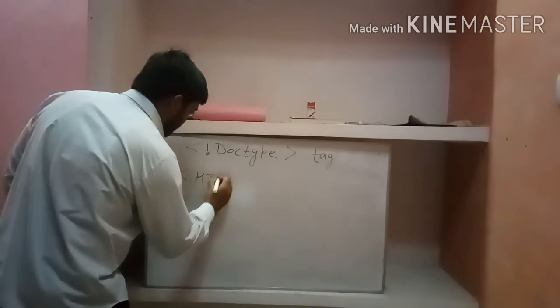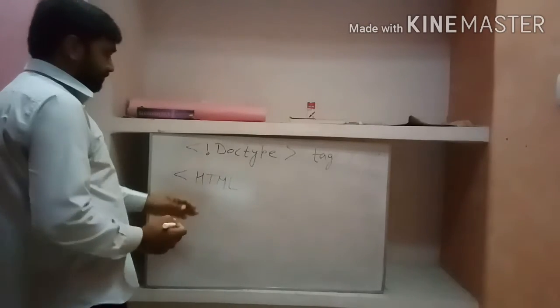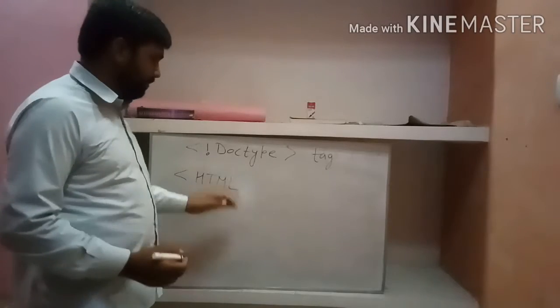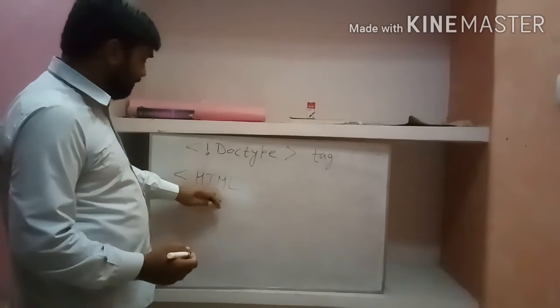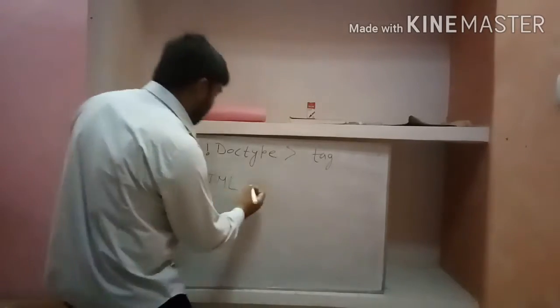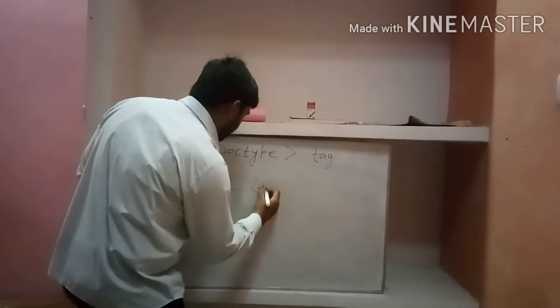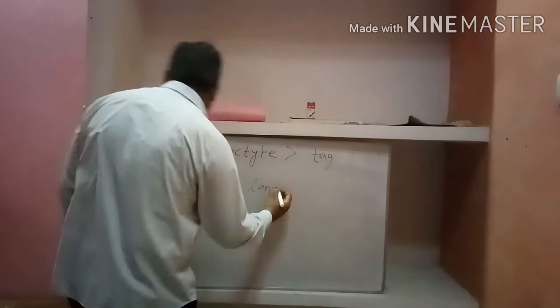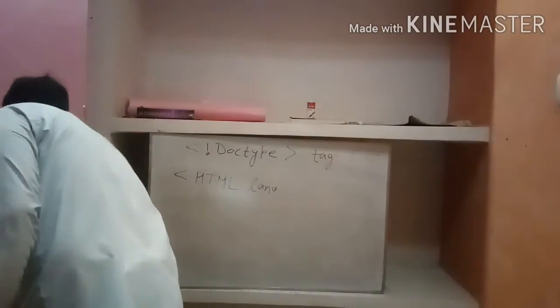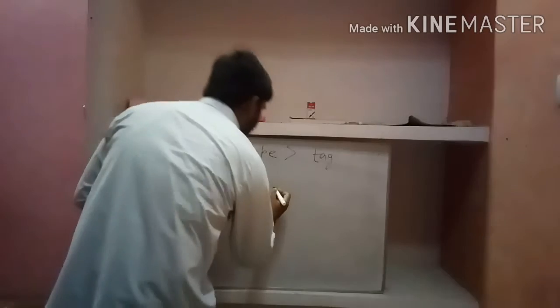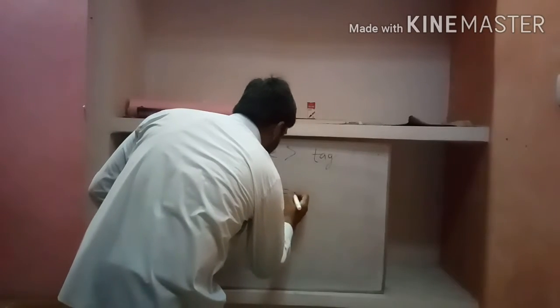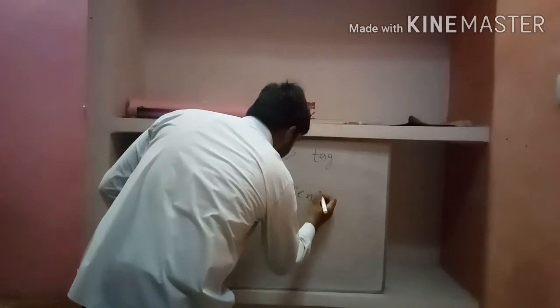HTML. All the HTML code we are writing goes inside the HTML open and close tag. Here the attribute we use is lang. We write lang equals to double quotation mark en, English.